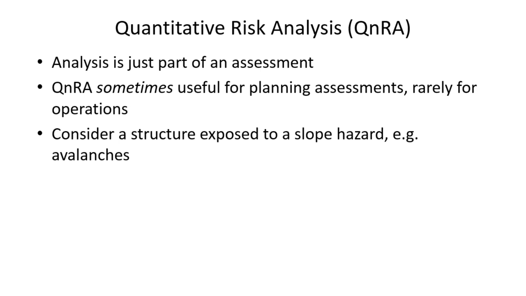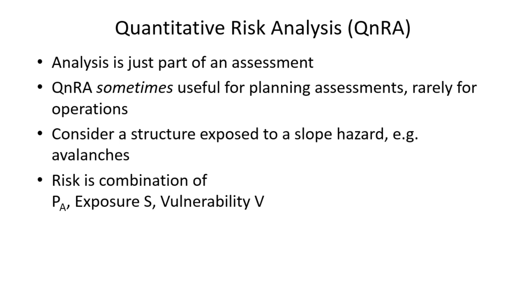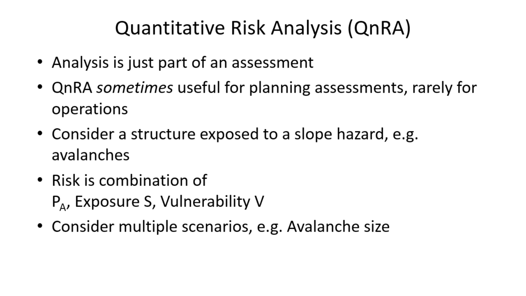We're going to consider a structure exposed to a slope hazard such as avalanches, but it would apply to other kinds of slope hazards. So risk is the combination of the probability of the event, often P sub h, but here it's P sub a, the exposure, which I'll denote by an S, and the vulnerability V. When these three variables are independent, then we can multiply their average values or expected values to get risk.